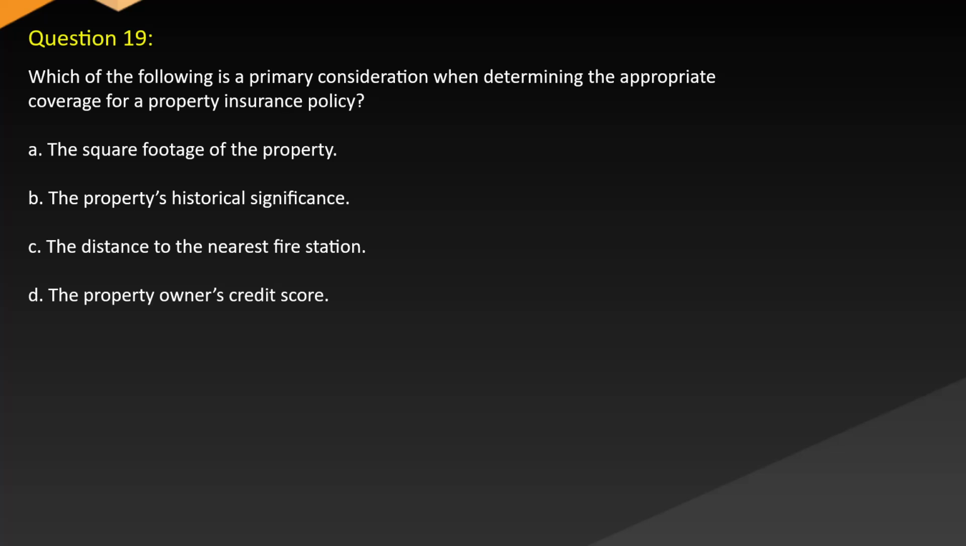Question 19. Which of the following is a primary consideration when determining the appropriate coverage for a property insurance policy? A. The square footage of the property. B. The property's historical significance. C. The distance to the nearest fire station. D. The property owner's credit score.